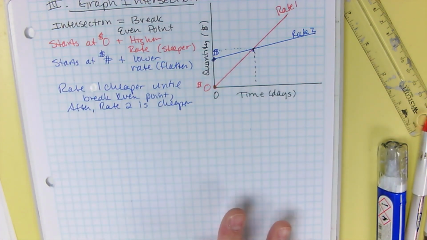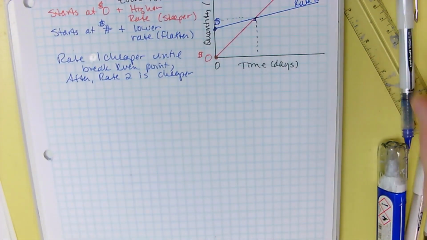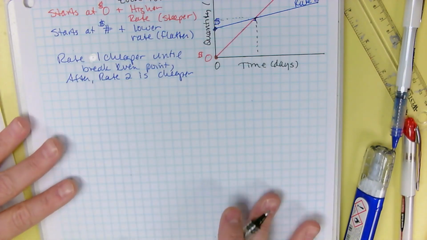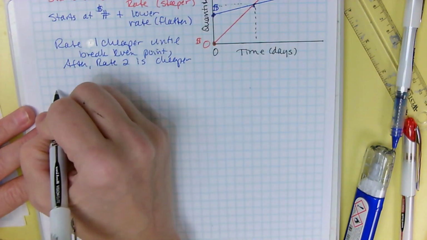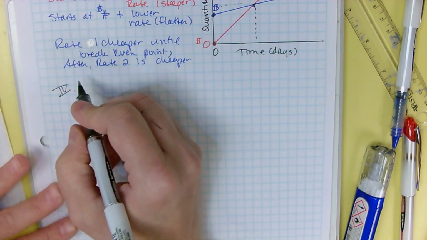I thought it was like hotel rates, maybe. This one didn't have its topic. Could be hotel. All right, Roman numeral 4.